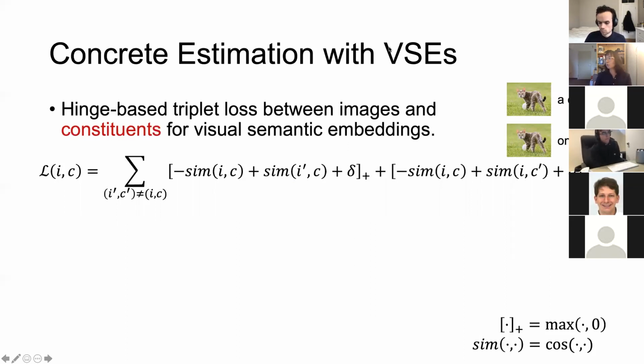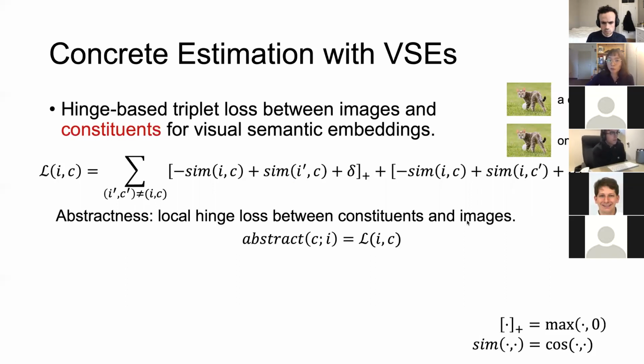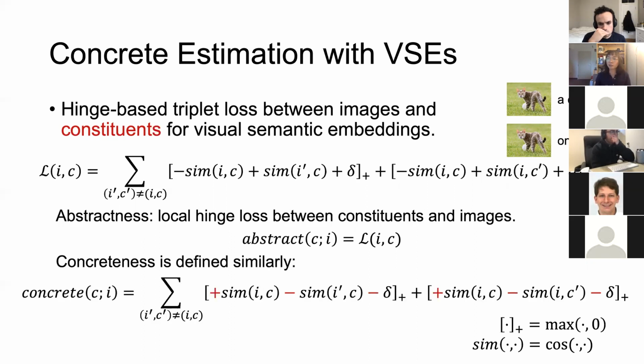Let's see how we can define the concreteness of a constituent. Recall that the loss term between the image and "under" should be larger, as the term "under" can appear in very different captions, which has nothing to do with this specific image. So we can define the abstractness of a constituent by its local hinge loss between the constituent and the image. And similarly, we can define the concreteness of a constituent just by flipping the sign of this definition of abstractness.